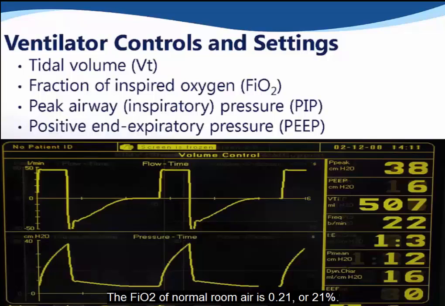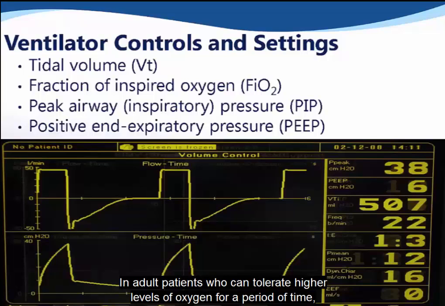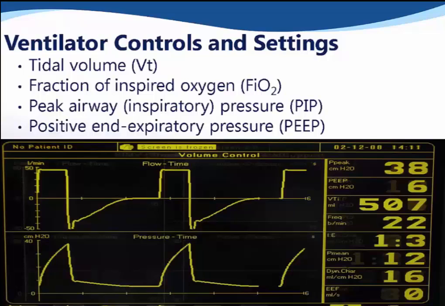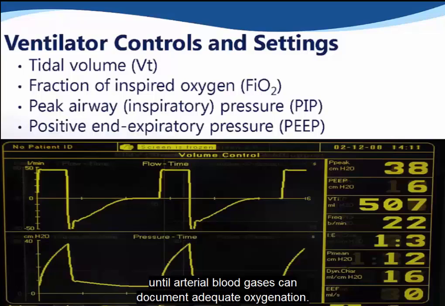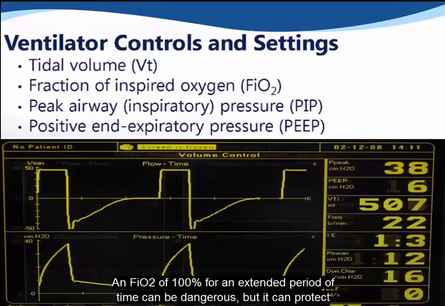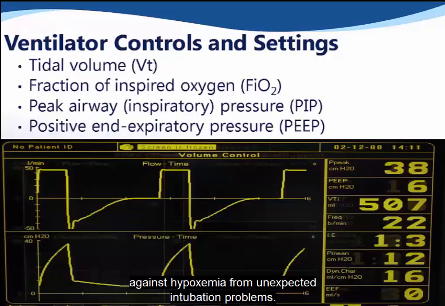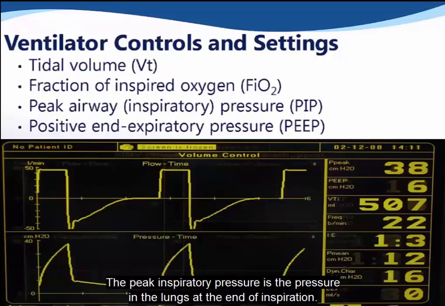The FiO2 of normal room air is 0.21 or 21%. In adult patients who can tolerate higher levels of oxygen for a period of time, the initial FiO2 may be set at 100% until arterial blood gases can document adequate oxygenation. An FiO2 of 100% for an extended period of time can be dangerous, but it can protect against hypoxemia from unexpected intubation problems. The peak inspiratory pressure is the pressure in the lungs at the end of inspiration.